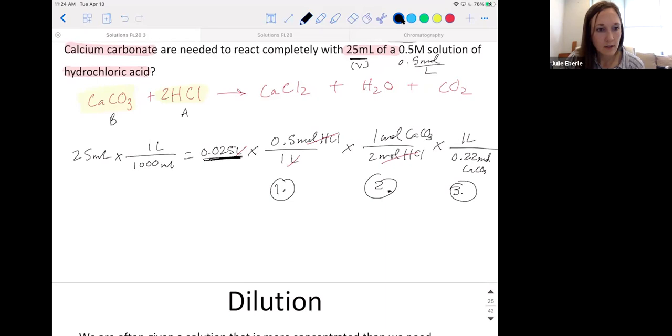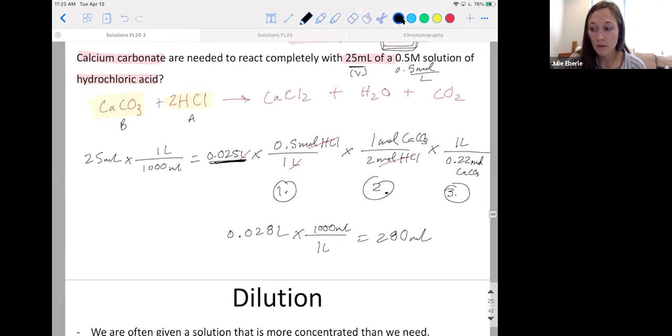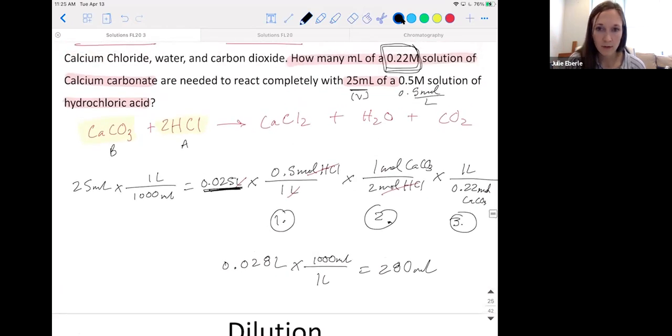Keegan says so far it seems like it's 0.028 liters. And then if you convert back to milliliters, for every 1 liter it's 1,000 milliliters, you should get 280. So maybe it was 0.0284, if you had the 4 in there as well, but it should be right around 280 milliliters. This is a hard problem. This was a long problem. This could certainly be a free response question on exam 4.